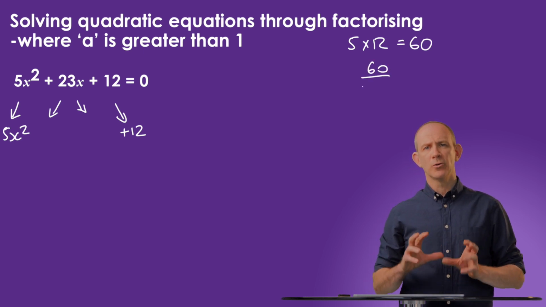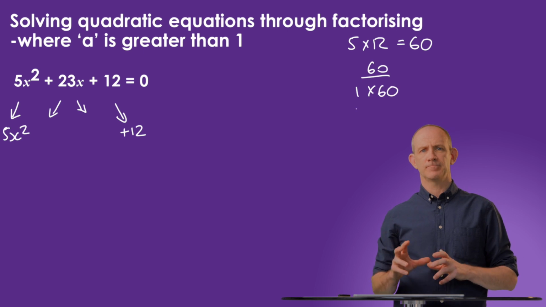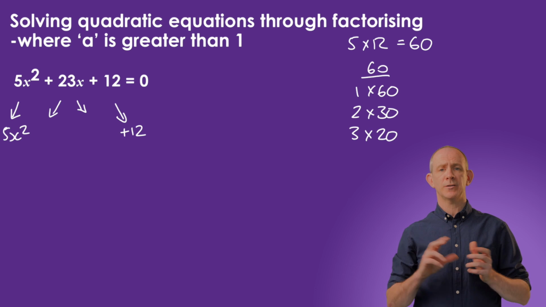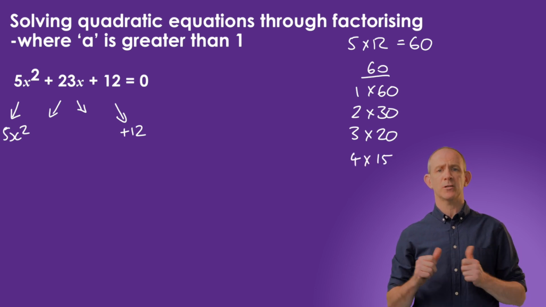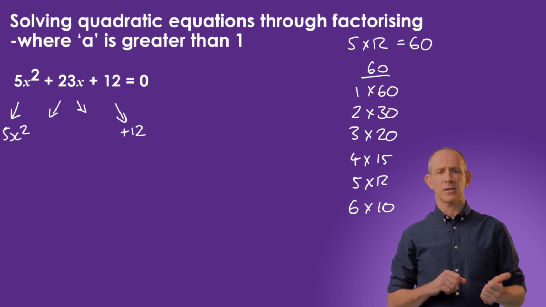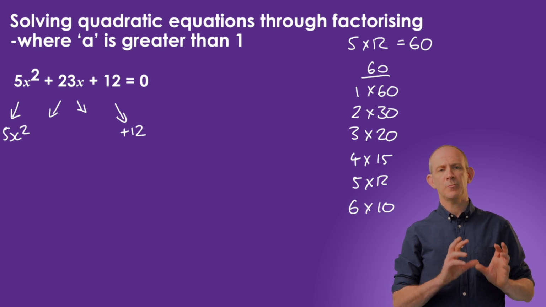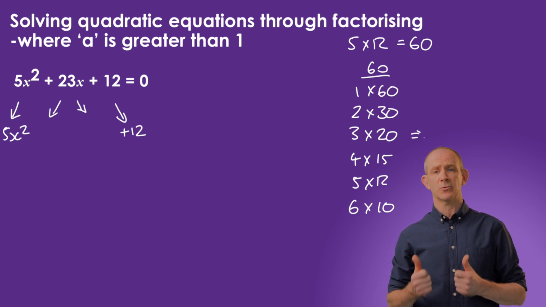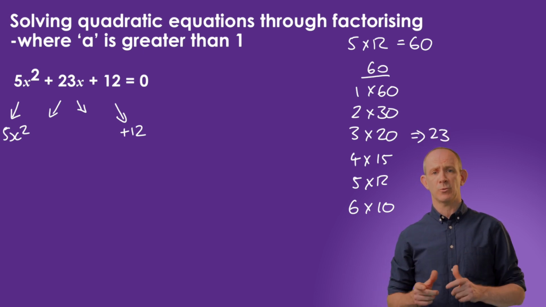So we need to find all the factors of 60. So we've got 1 times 60, 2 times 30, 3 times 20, 4 times 15, 5 times 12, and 6 times 10. Now we know that the b coefficient is 23, so I want the two factors that are going to add together to make 23. So that's going to be 3 and 20.